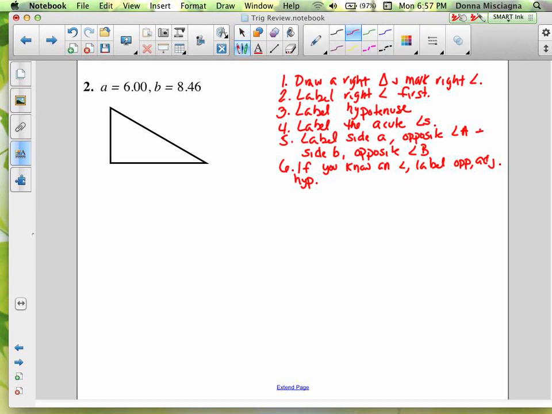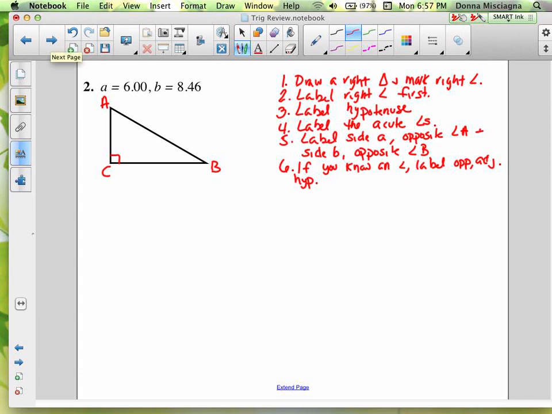You're going to mark the right angle. This is always angle C in our problems, right? So that's angle C. You have two other angles in the triangle, angle A and angle B. It doesn't matter which is angle A and which is angle B. It's just that they're not the right angle.